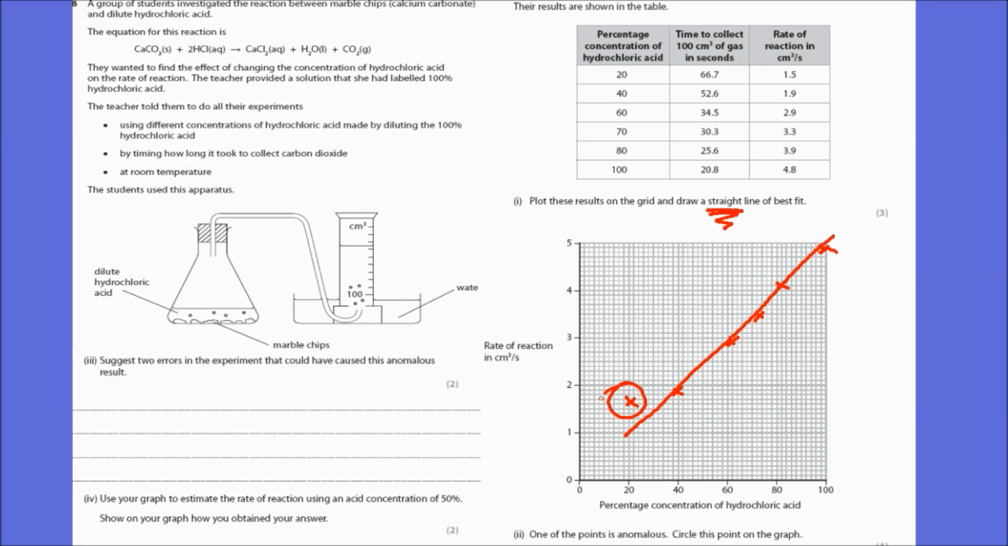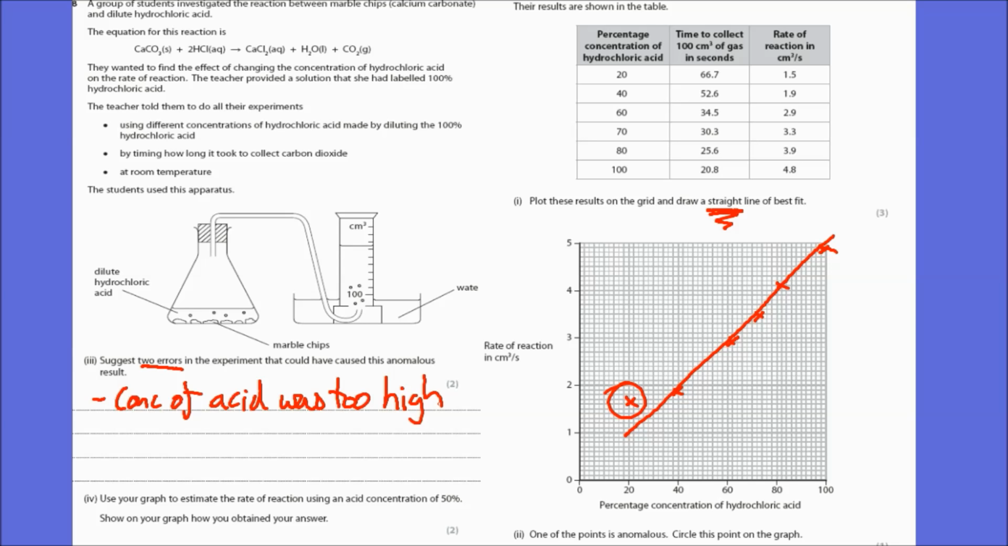Now this is a question where students tend to find this quite difficult. What you have to do here is you have to be very, very specific over the errors in the experiment that could have caused this anomalous result. And what it's important to do is realise that actually the rate of reaction is quicker than it should have been. So what could have caused the reaction to be quicker? Well, perhaps the concentration of the acid was too high. A higher concentration of acid would mean a faster rate of reaction.